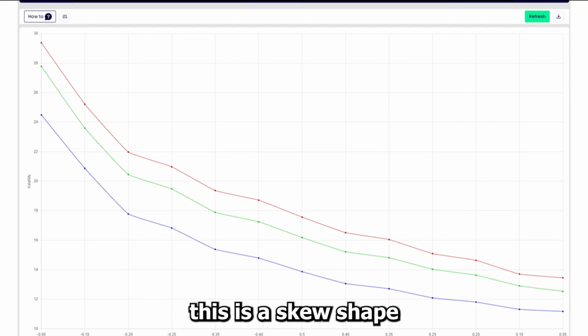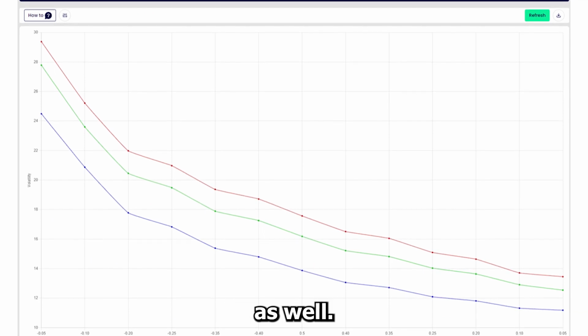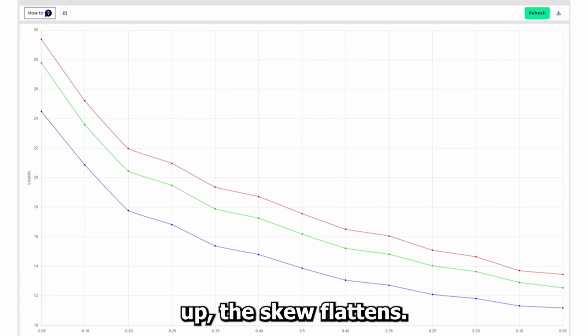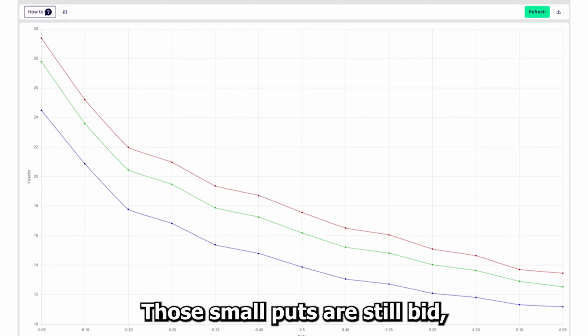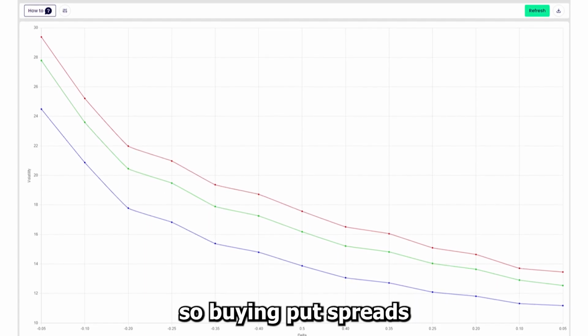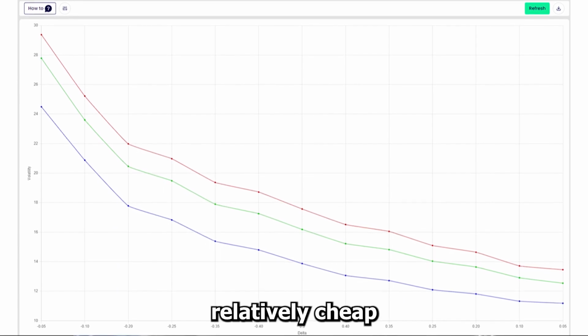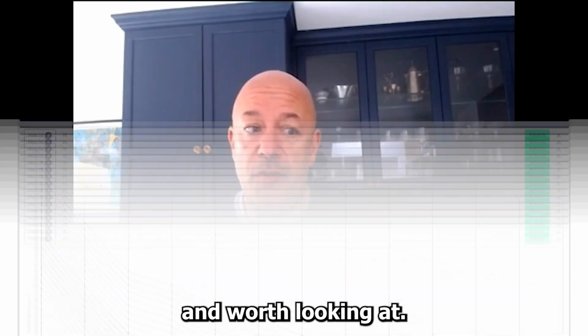As you can see here, this is a skew shape as well. Unusually in this instance, when vol goes up, the skew flattens, but in this case it's not. Those small puts are still bid, so buying put spreads is something that is relatively cheap and worth looking at.